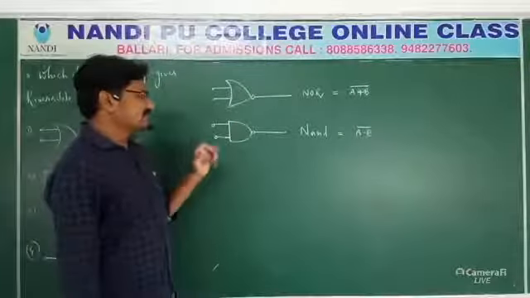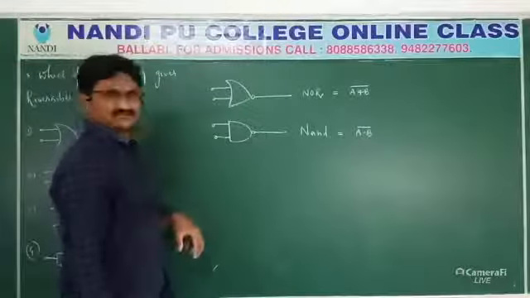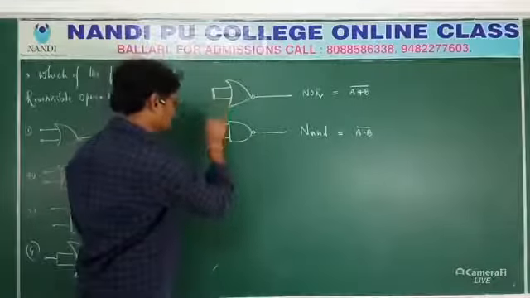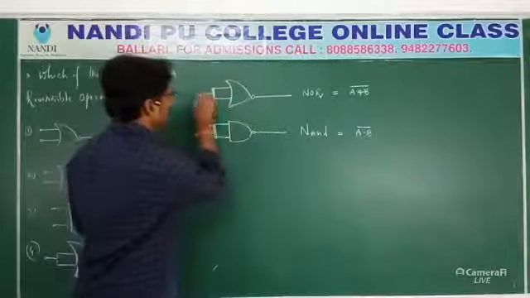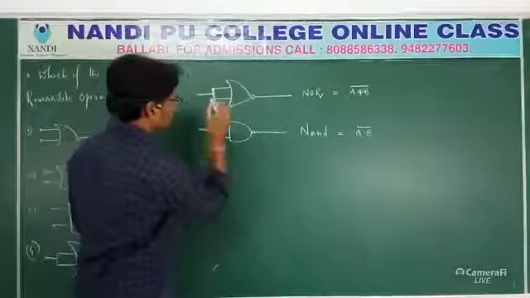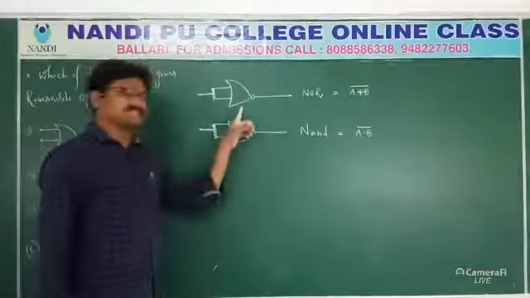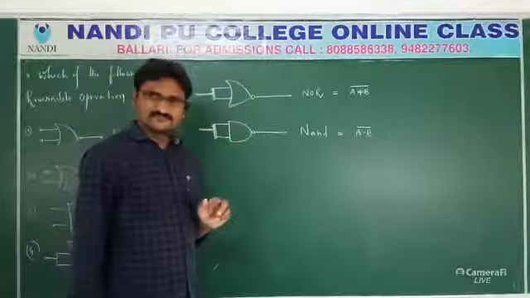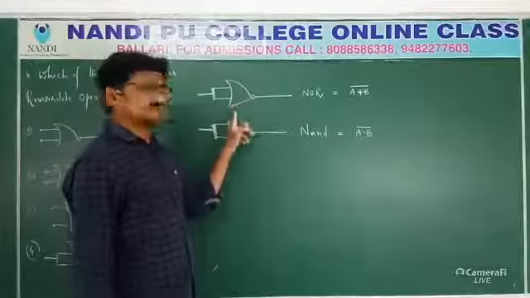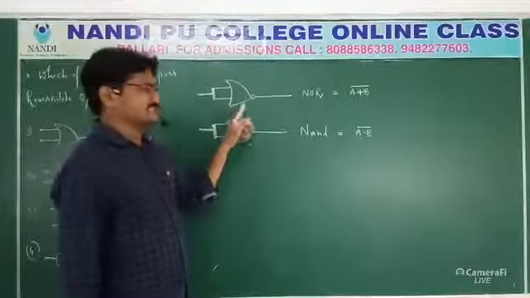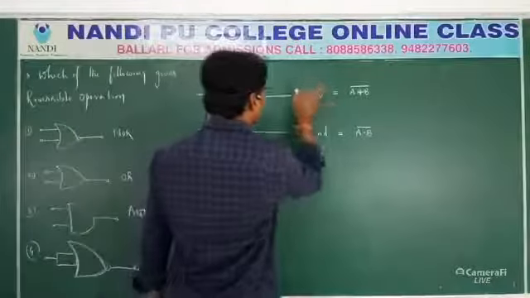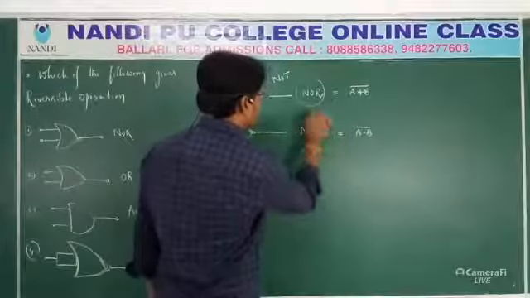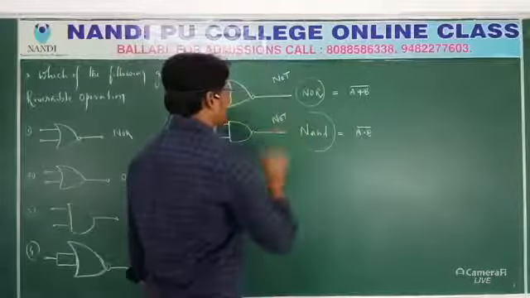Fine. Now what I am modifying here, which is very important: if these two inputs are connected together, now what are the inputs? Only one input. When the two inputs in a NOR gate or in a NAND gate are joined, what will happen? The gate is converted into a reversible gate. Now this gate becomes a NOT gate.